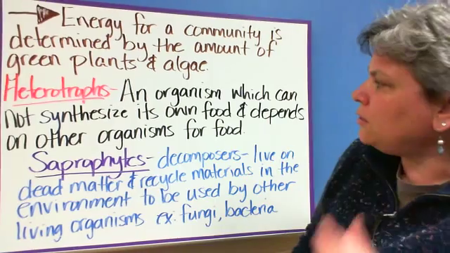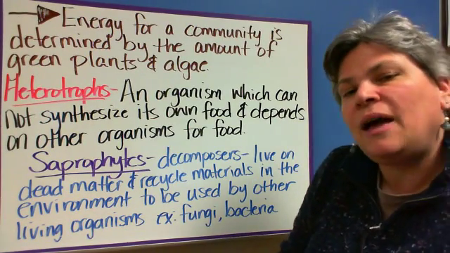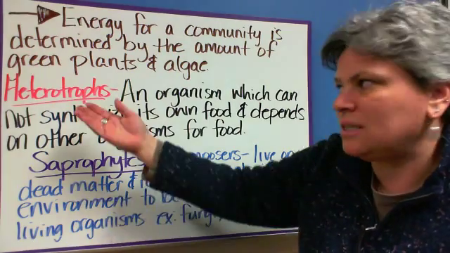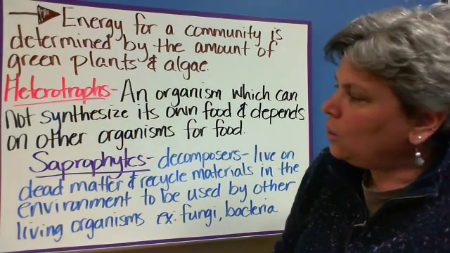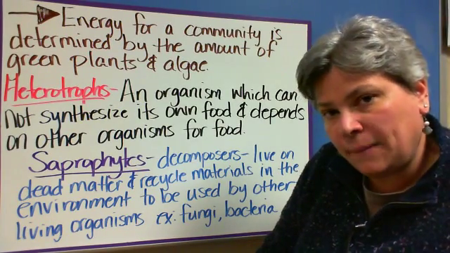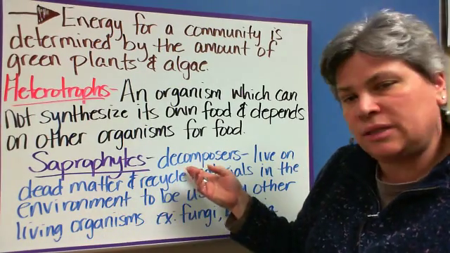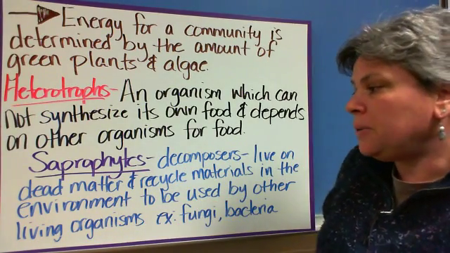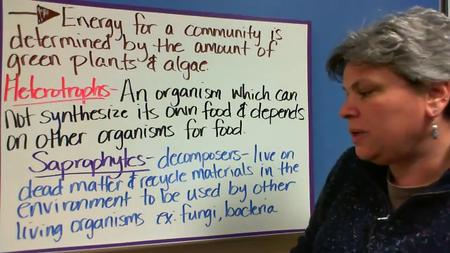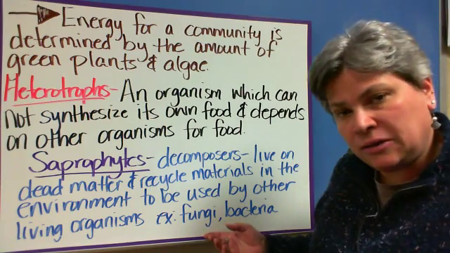Heterotrophs. The heterotrophs are the organisms that cannot synthesize their own food, so they have to depend on another organism for food. So photosynthesis does not take place with a heterotroph. What we need to do is go through and look at the different types of heterotrophs, and there's a few of them. We're going to start with saprophytes. Saprophytes are also known as decomposers. Decomposers live on dead matter and recycle materials in the environment to be used by other living organisms. Our examples would be fungus and bacteria.